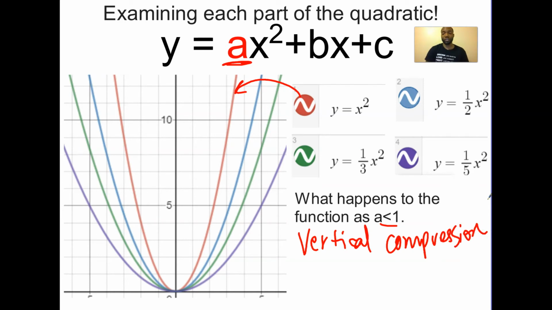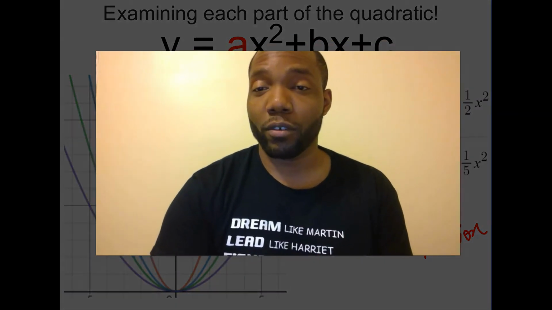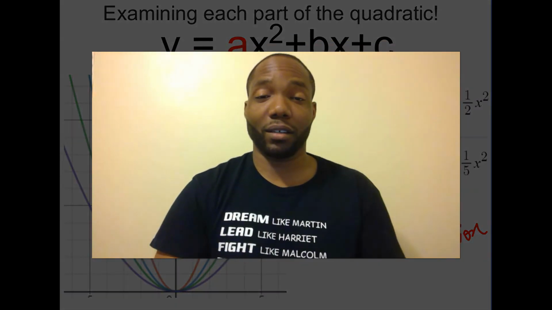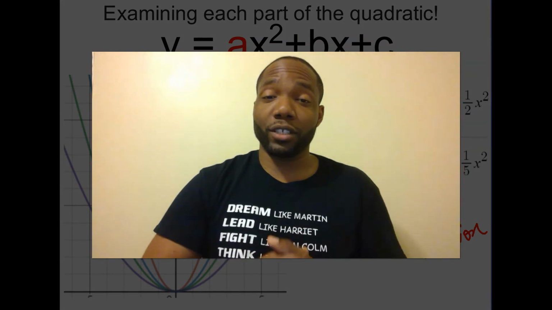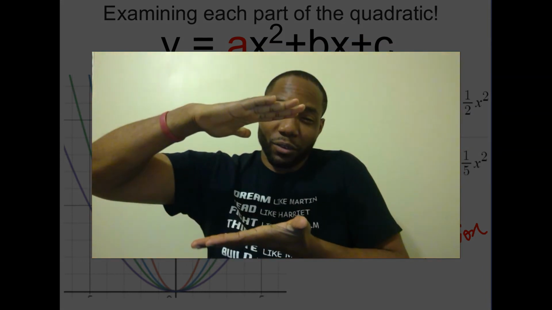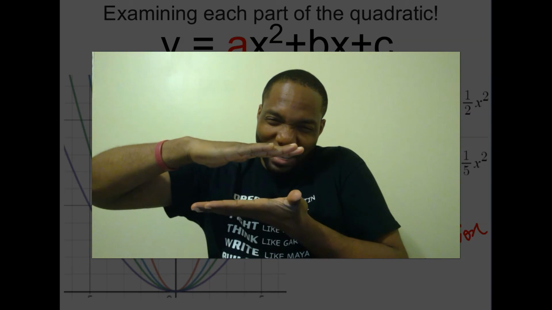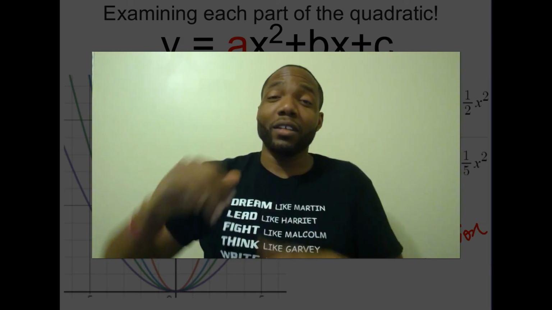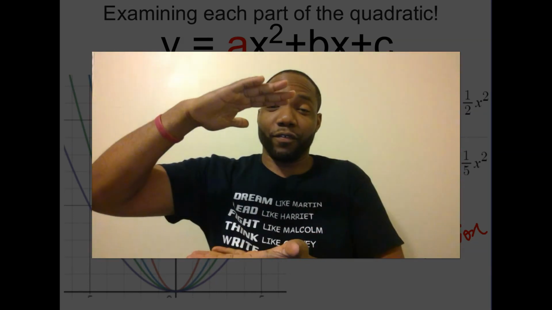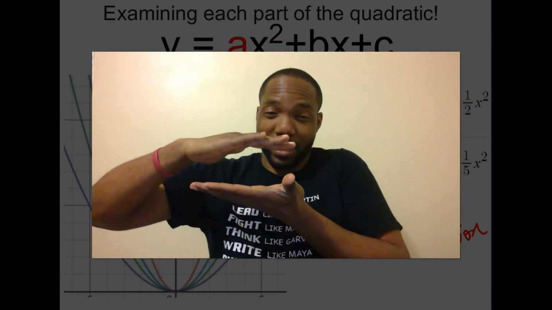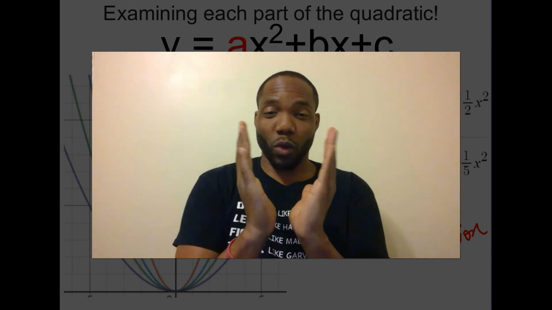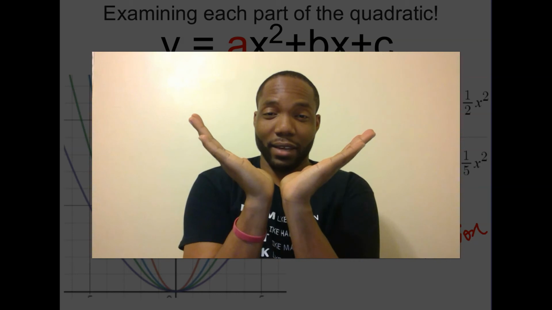I usually get confused on these because when I think compress and stretch, my mind thinks opposite. So when you think about a vertical compression, you think about something being compressed, so it's flattening out. You see that? So that's what this is. This is becoming flatter and flatter, so it becomes wider and wider because it's flattening out.